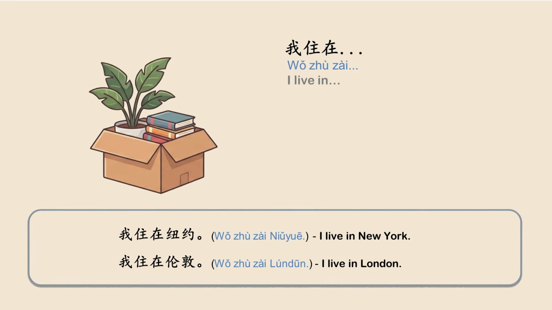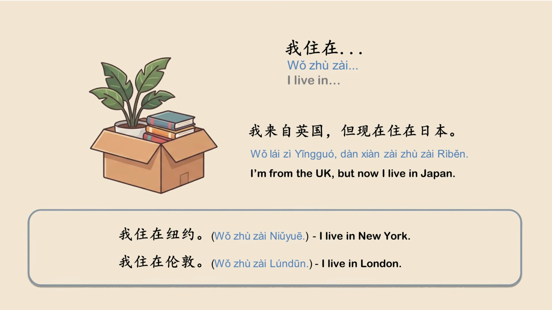You can combine these sentences to make your introduction more complete and say 我来自英国但现在住在日本. I'm from the UK, but now I live in Japan. That sounds really natural and fluent. It's how native speakers usually describe their background.